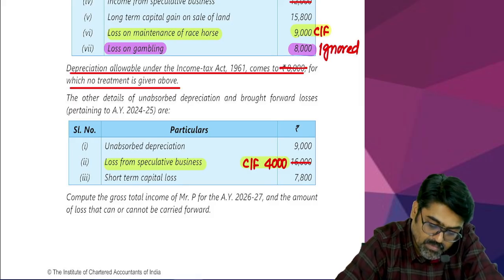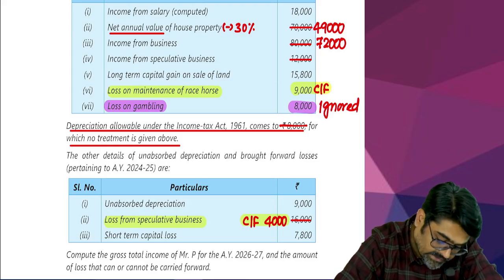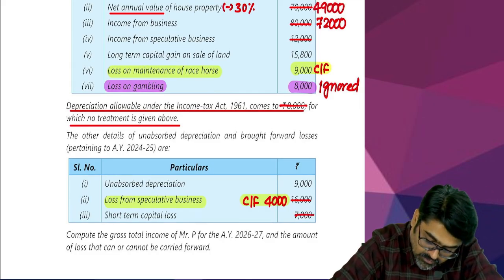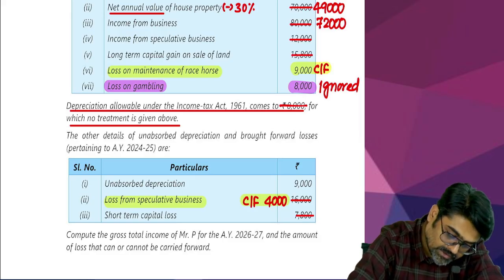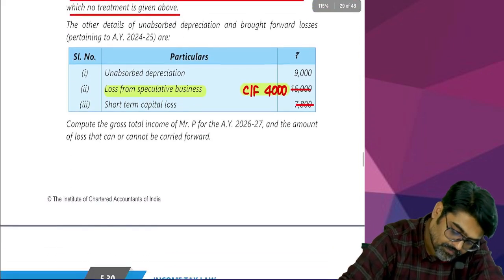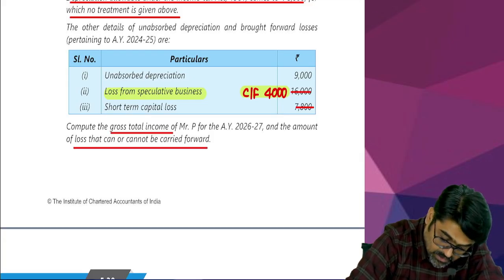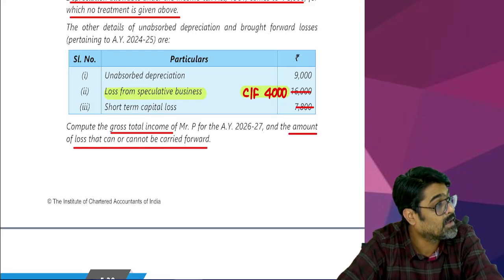Okay, no? Short-term capital loss, 7,800. This year, do you have any short-term capital gain? No. But do you have any long-term capital gain? Against that, this can be adjusted. Yes or no? So do one thing, adjust this 7,800 against your 15,800. How much is remaining? Now tell me, this entire loss will be gone. Compute what? Gross total income and the amount of loss that can or cannot be carried forward. Yes or no? So now tell me how much?